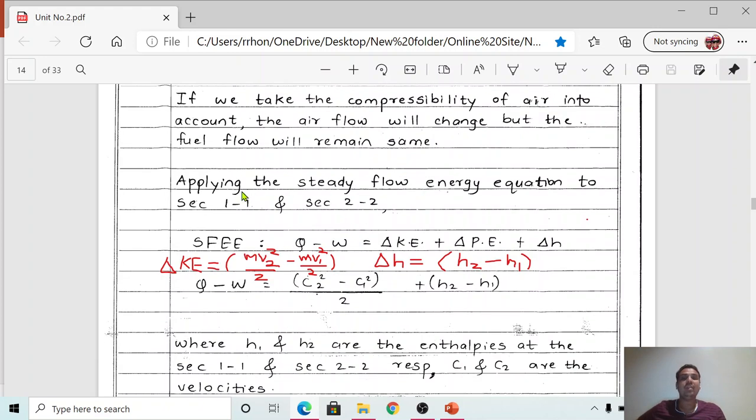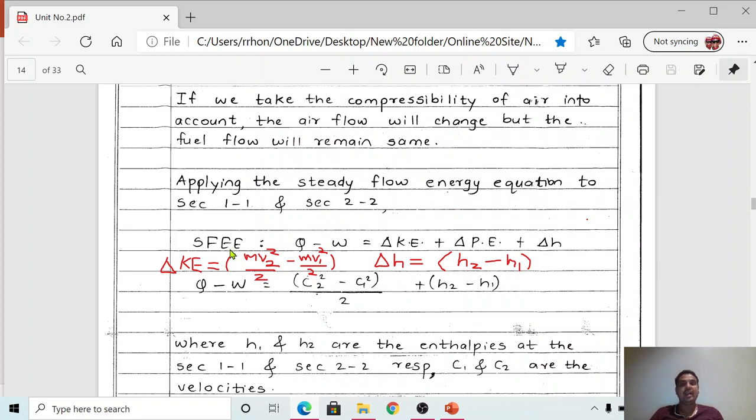In the earlier derivation we used Bernoulli's theorem equation. Now in this derivation we are going to apply the steady flow energy equation to section 1-1 and section 2-2. We know the particular diagram, so we apply the steady flow energy equation, that is the SFEE equation. I think all of you know about the steady flow energy equation. I am repeating it once again for section 1-1 and section 2-2.